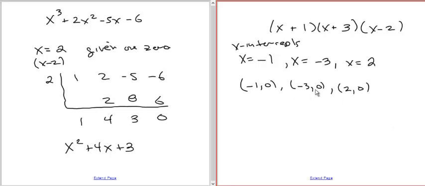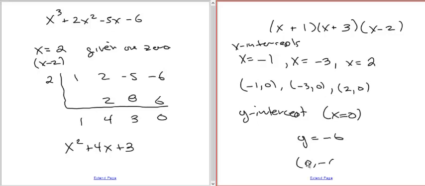So I've got the x-intercepts. For third order equations, I really only have three things. I have the x-intercepts, I have the y-intercept, and I have the end behavior. So I need the y-intercept. Well, that's easy. You set x equal to 0. You look at the original equation, and you get y equals -6, or (0, -6). So that's the coordinates of your y-intercept.